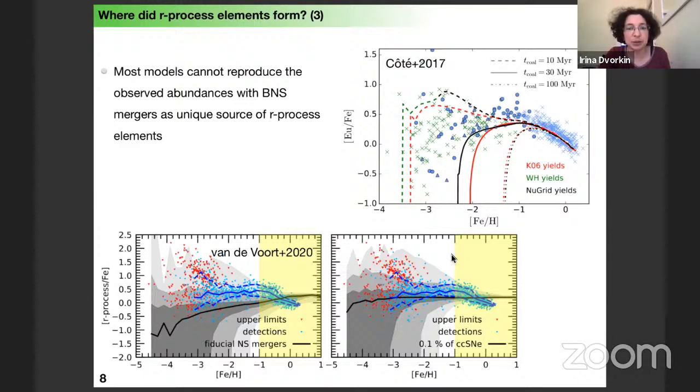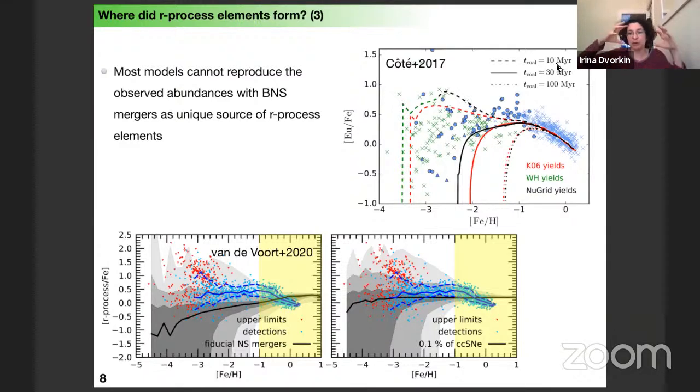Here I show you two types of models, but there are many more studies on this. In the upper plot, I show you a plot from Côté et al., which is a semi-analytic model. It's the same plane as I showed you for the Milky Way measurements; the crosses are the measurements, and the lines are a model where they assumed a constant time delay between the formation of the progenitor star and the merger of the binary neutron stars. You see that they can somehow explain the observations only if this delay time is 10 megayears.